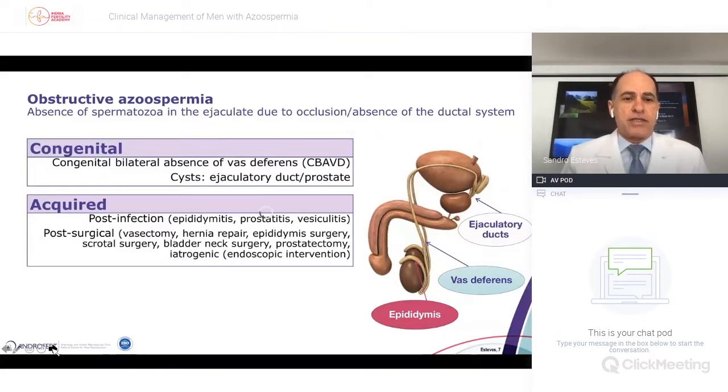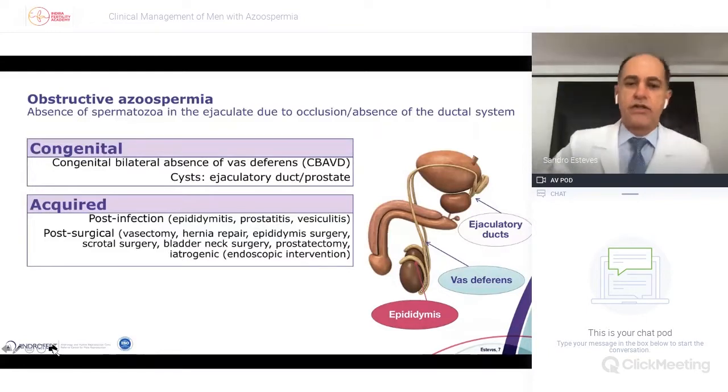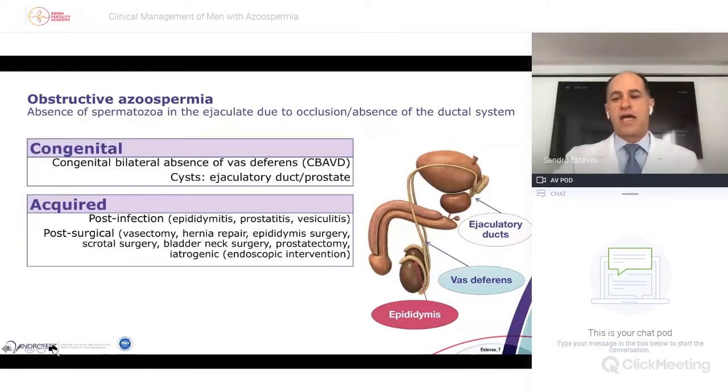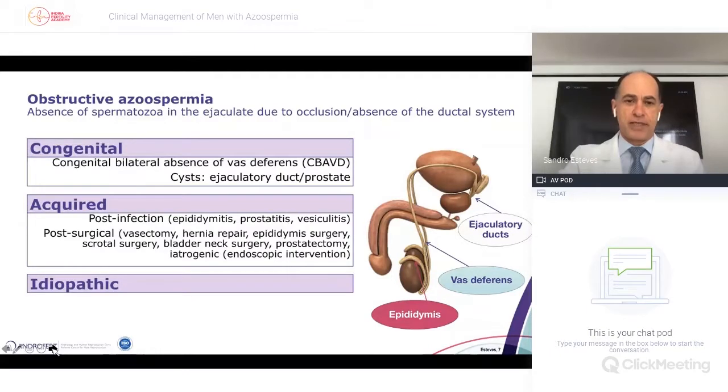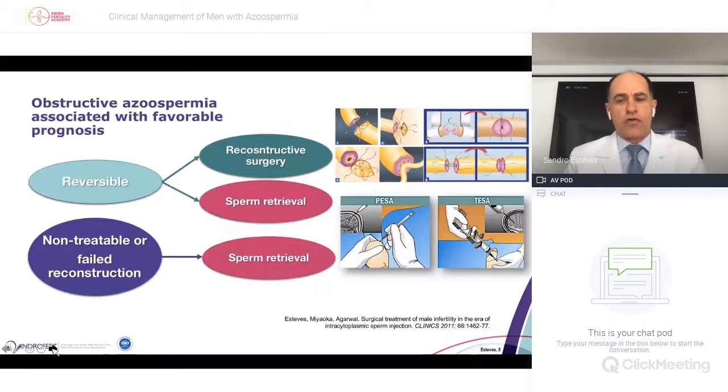Scrotal surgery as well, because sometimes during scrotal surgery, we might injure the vas deferens. Bladder neck surgery, prostatectomy, or it could be iatrogenic, some endoscopic or urological intervention that could actually cause a block. And in certain circumstances, we don't have a clue why the patient has obstructive azoospermia. So as I said, these patients have normal spermatogenesis, so obstructive azoospermia will always have a favorable prognosis for fertility.